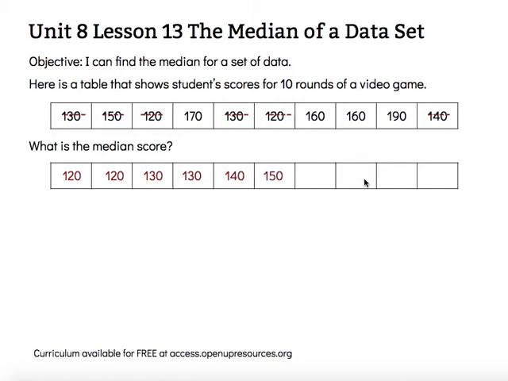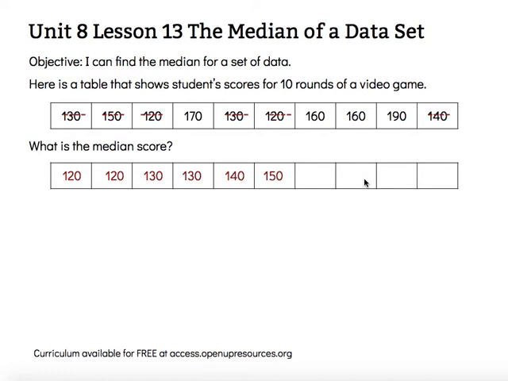And then next I see 150, and I'm actually going to stop there because median means middle. And if I know that I've listed my data points in order from least to greatest, I can stop when I get to the numbers that are in the middle, or the number that's in the middle, if I feel good about the fact that the remaining numbers are in fact greater than 150. So I have 170, 160, 160, 190. Yes, they're all greater, so I have put these in order from least to greatest.